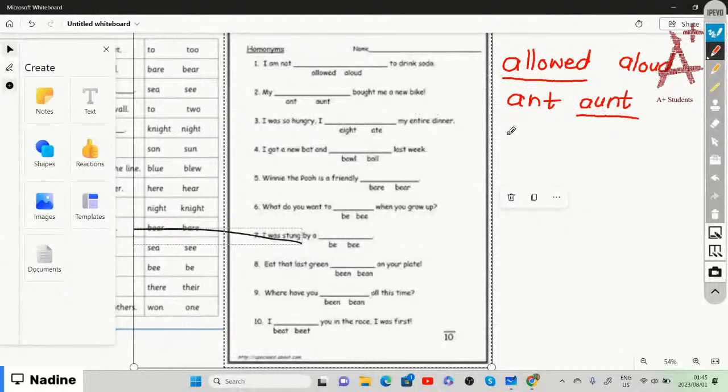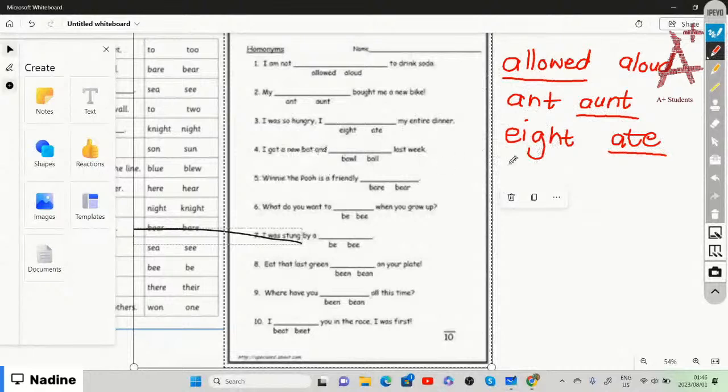I was so hungry. I ate my entire dinner, right? So I was so hungry, I ate my entire dinner, right? So if we choose the correct one, we will choose ate. It's like eating, right? So ate is the past of eat. The other eight, it refers to the number eight.